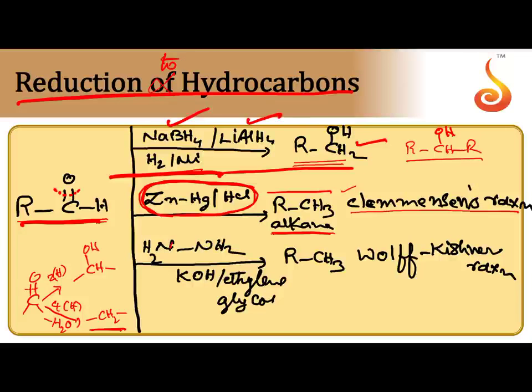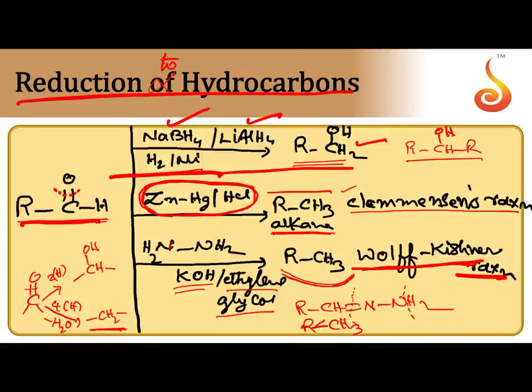Next one, reduction by using hydrazine. So an aldehyde gives aldehyde hydrazone as an intermediate compound, which is reacted with base in the presence of ethylene glycol, and that gives alkane. This is the aldehyde hydrazone. After the formation of this one, on reduction, N2 gas is separated and RCH takes two more hydrogens forming RCH3. This reaction is called Wolff-Kishner reduction.